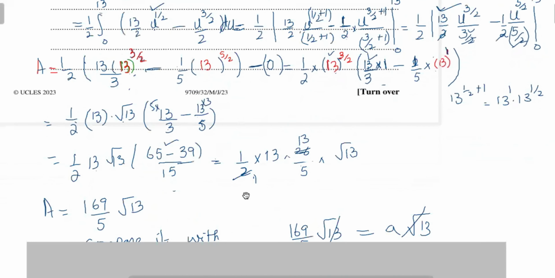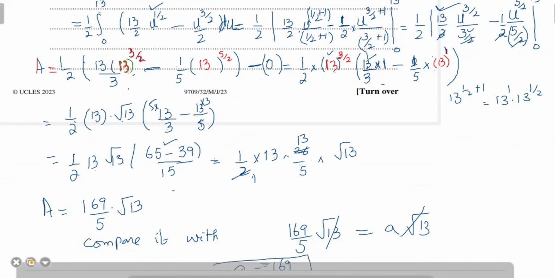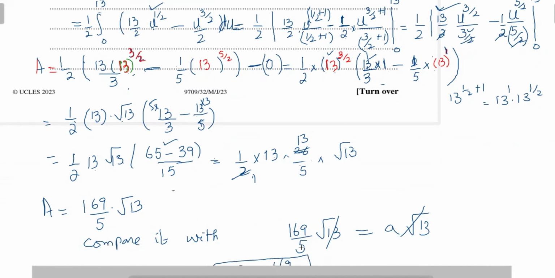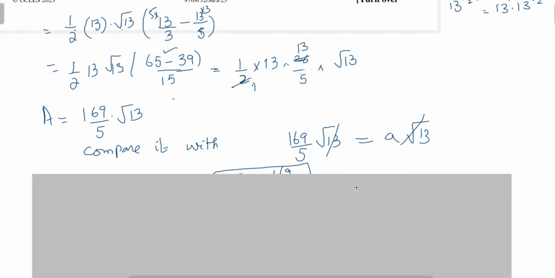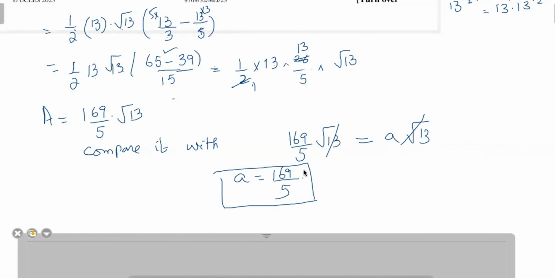Now, next part, you see here, we can write 13 times 13 is 169 over 5 multiplied by square root of 13. Now we compare it with a square root of 13. You see here, we get a equal to 169 over 5. This is the answer.